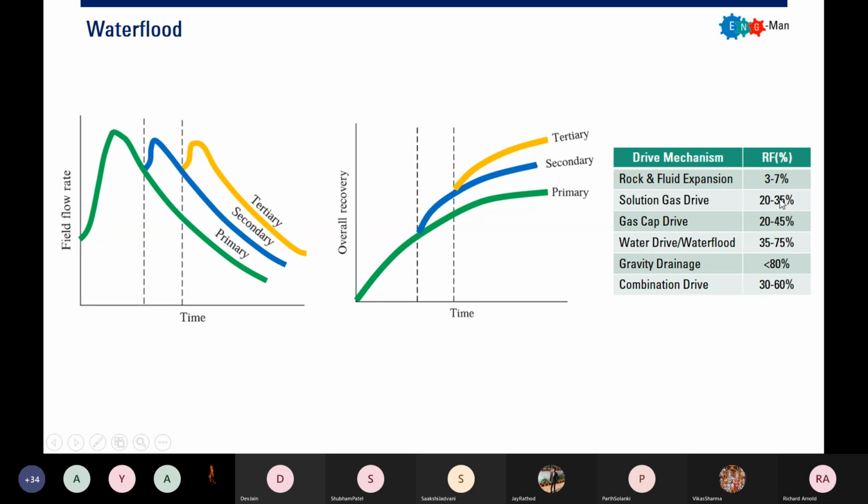The recovery factor, yeah, it can give you 35 through 75%. And water flood will give you this high recovery factor. So water drive and water flood is actually quite the same to give us the recovery factor. All right, so by having water flood, we can improve our recovery factor to achieve this level.